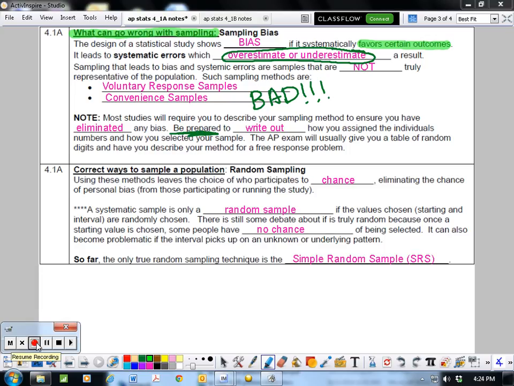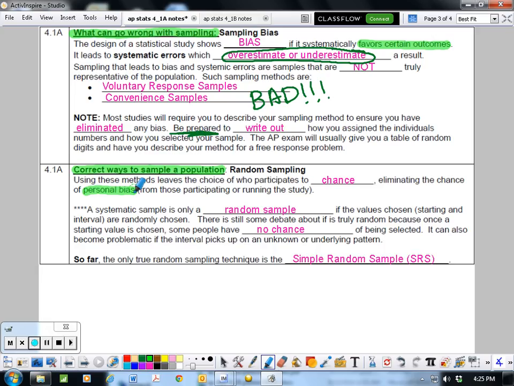Okay, so the correct way to sample a population is through random sampling. So we talked about simple random sampling, which is the only way we've talked about so far. Tomorrow we're going to go ahead and talk about two more types of random sampling that are specialized cases when you're worried about something in particular. Using random sampling leaves the choice of who participates to chance, and then eliminating the chance of personal bias. So any type of bias from those who are participating or running the study is kind of taken out because everything's done by chance or randomness.